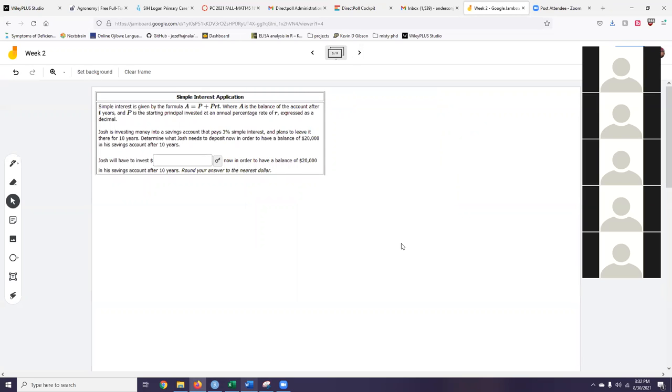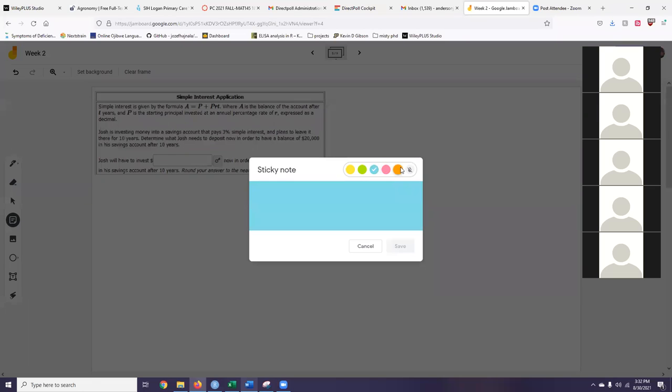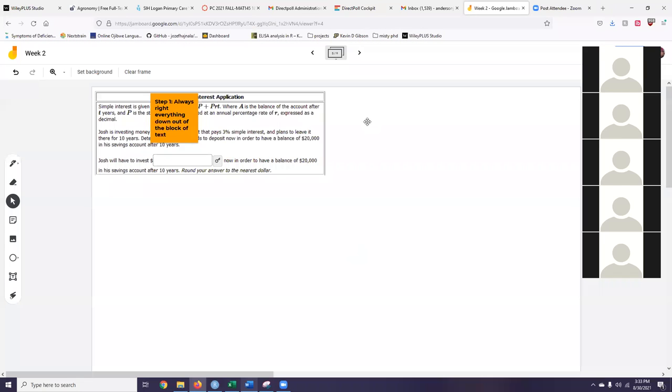Okay, I'm sorry. I had to do this mostly because there's questions on it. So this is an interest problem. Sorry, but it's in your homework. You might as well get exposed to it. So we have some basic information. For word problems, once again, step one for a word problem is always write everything down out of the block of text. This way, if you do it correctly, you only have to read this thing once.